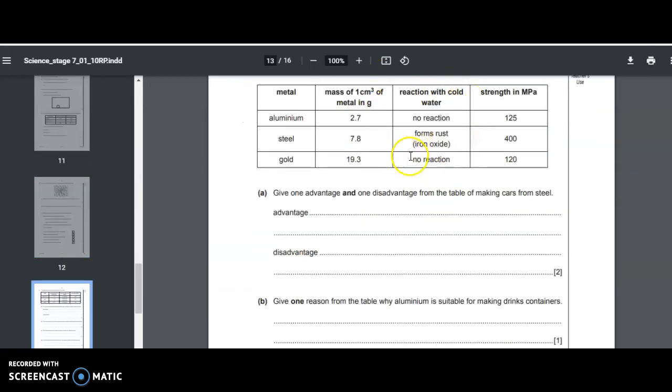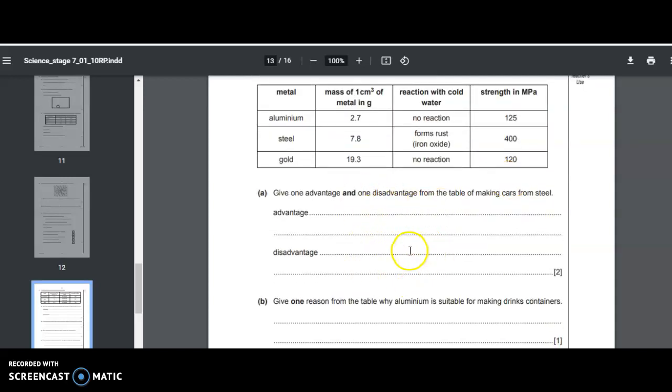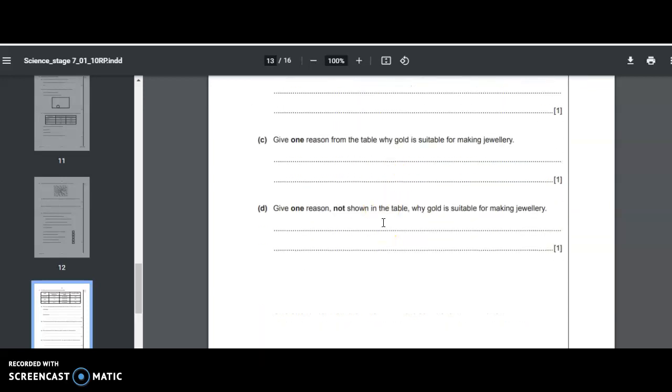So we're going to look at this table to get our answers about what is an advantage and disadvantage to making cars from steel. Well, we can see when we react with cold water that rust will form on steel. So if it rains, your car is going to get rusty. That is a disadvantage. Now, as we can see about the strength of it, we definitely want our car to be strong, right? If we get into an accident. So we don't want it made out of gold or aluminum. We want it made out of steel. So it's strong, but it is also susceptible to rust.